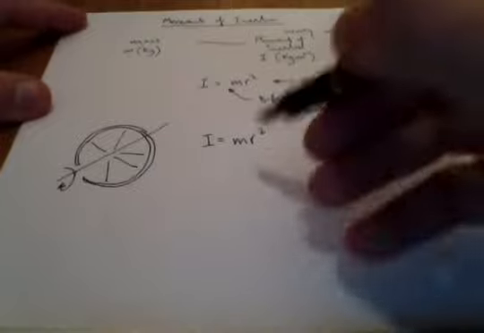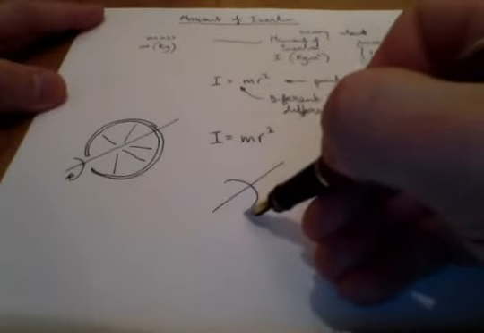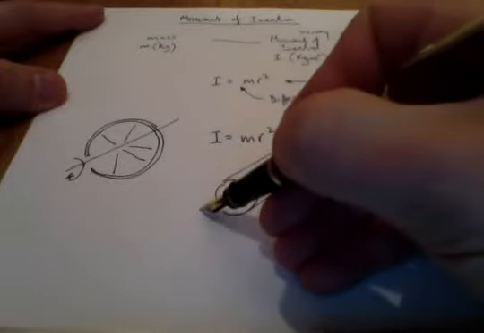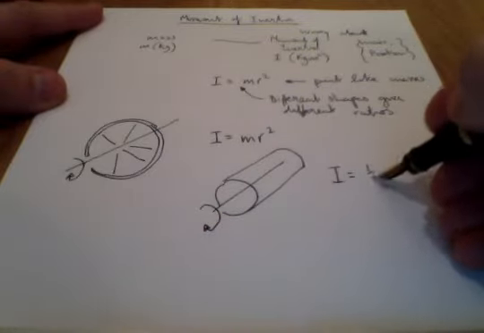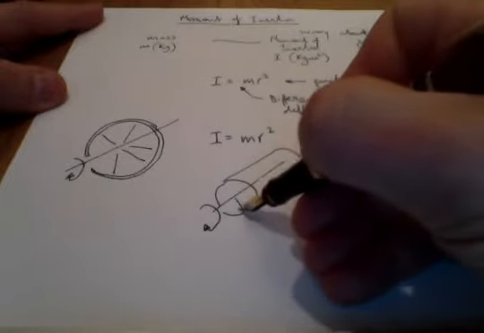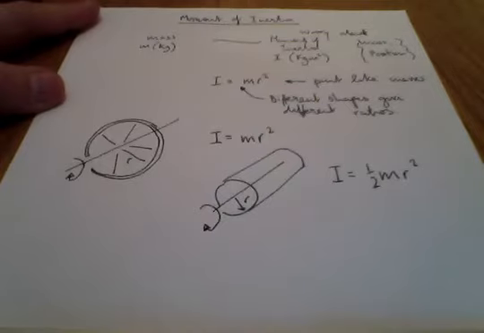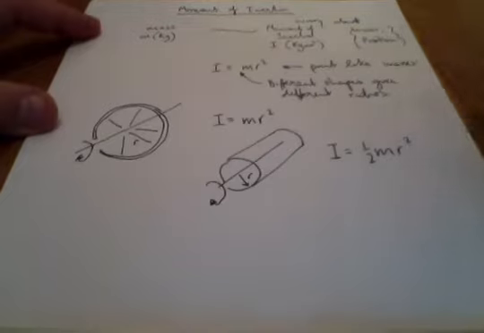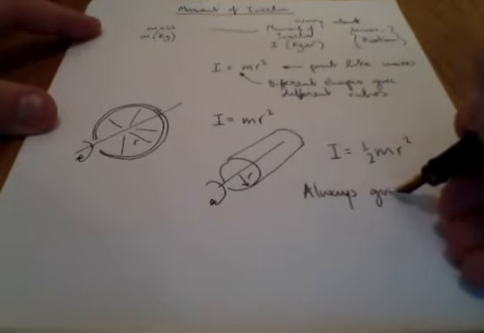However, if we used another shape, a solid cylinder, and that was rotating, then the moment of inertia here is actually a half the total mass times r squared, where r is the radius. So differing shapes will give differing moments of inertia, but they'll always be given in problems.